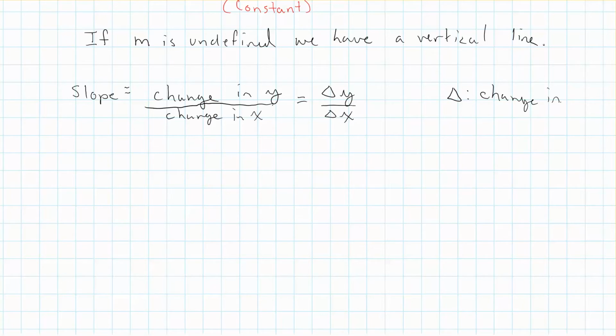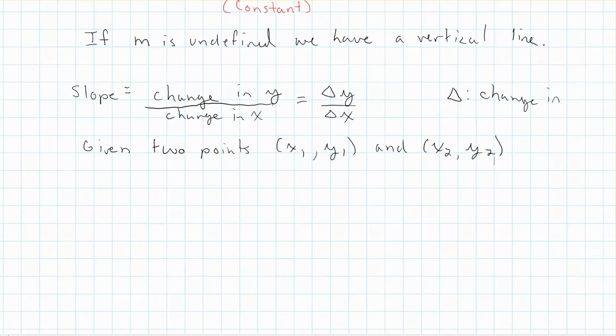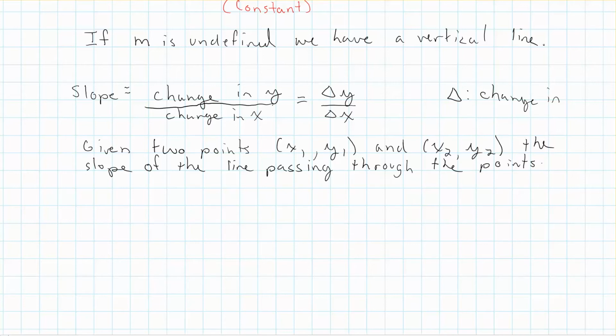Now, to compute slope, we need 2 points. So given 2 points, x1, y1, and x2, y2, the slope of the line passing through the points is m equals y2 minus y1 over x2 minus x1.